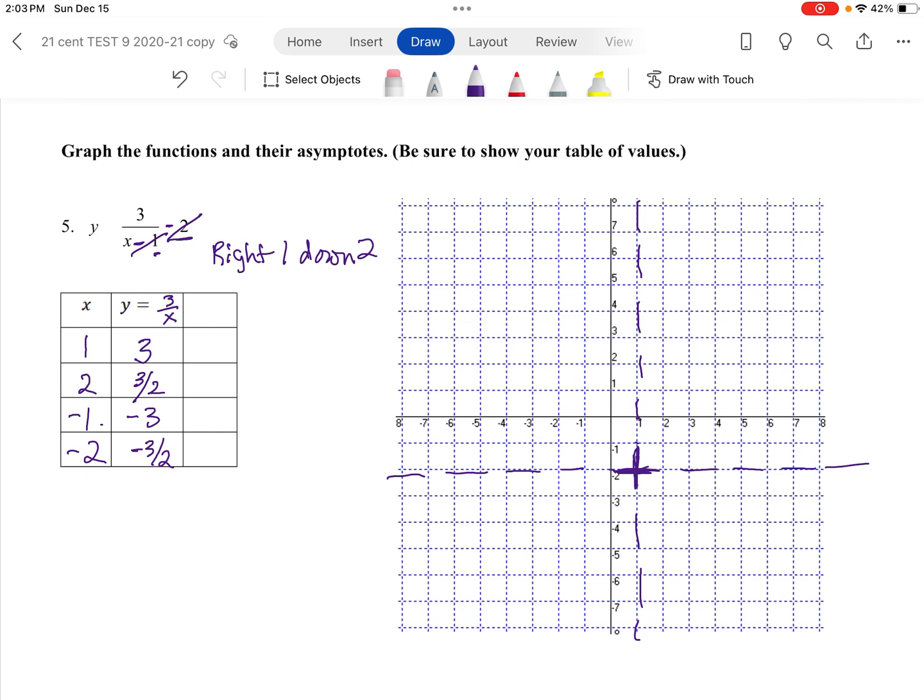So I plot from my new origin 1, 3, 2, 1.5. Hug my asymptote, curve, and hug. And then I'm going to reflect it. Negative 1, negative 3, negative 2, negative 1.5. Hug, curve, hug.